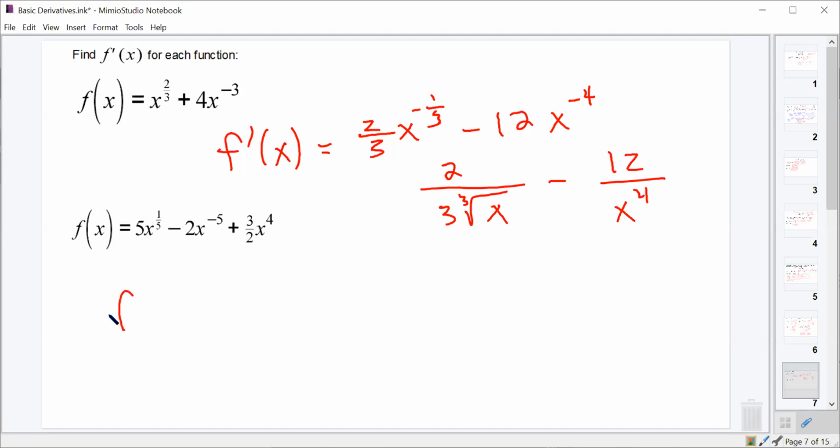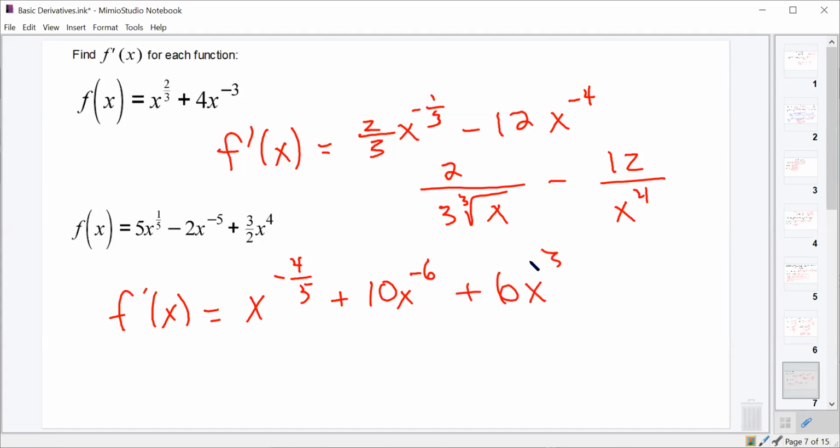All right, what about this one? First term should become x to the negative 4/5. Next term should have been plus 10x to the negative 6. And then the last term should have been plus 6x cubed. Is that what you all got? Yes. Any questions on either of those?